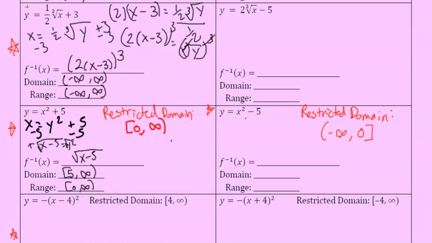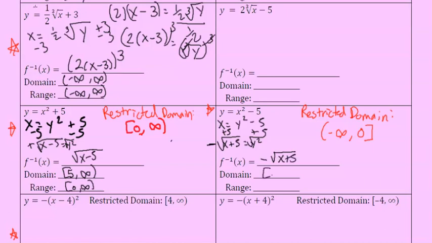Try the next one. Y equals x squared minus 5. To do this one, switch the x and the y and solve for the new y. X plus 5 equals y squared. Take the square root of each side. This is only the negative part of the domain, so we're going to put a negative sign in front. So f inverse of x equals negative square root of x plus 5.